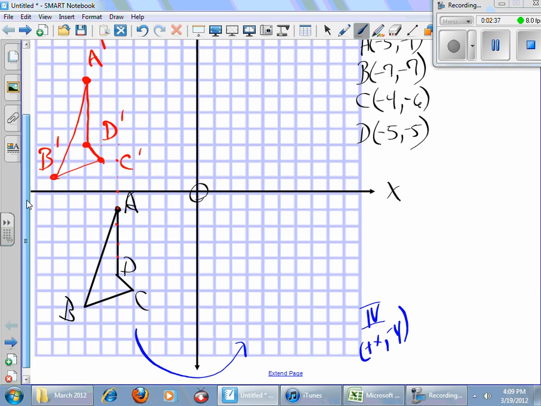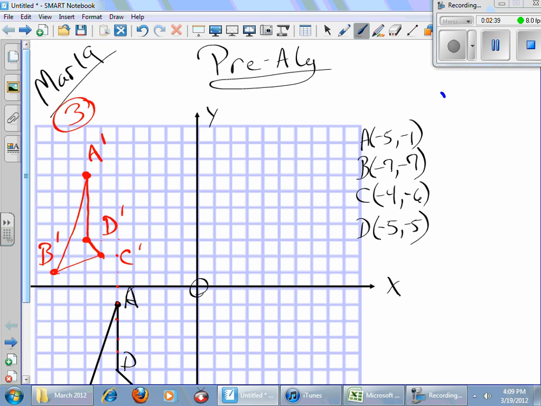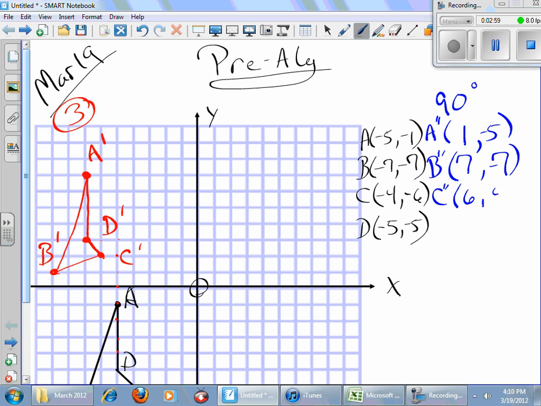So, to do my 90-degree counterclockwise rotation, A double prime, I'm going to switch x and y. X is positive, y is going to be negative. I'm going to switch x and y for each point. X will be positive, y will be negative. Why? Because I'm in the 4th quadrant.